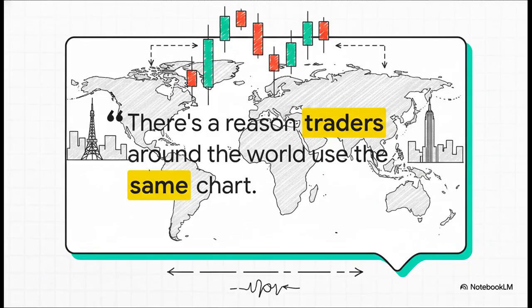I mean, really think about that. A trader in New York looking at a tech stock, a fund manager in Tokyo analyzing currencies, they are both looking at the exact same visual language. And that's not by accident. It's because this format, these candlesticks, they pack an incredible amount of information into one simple universal shape.